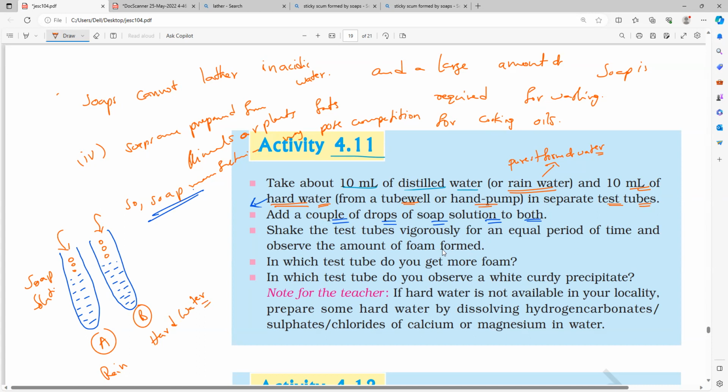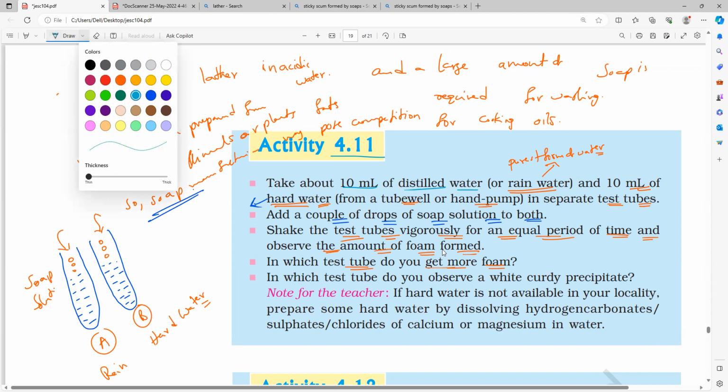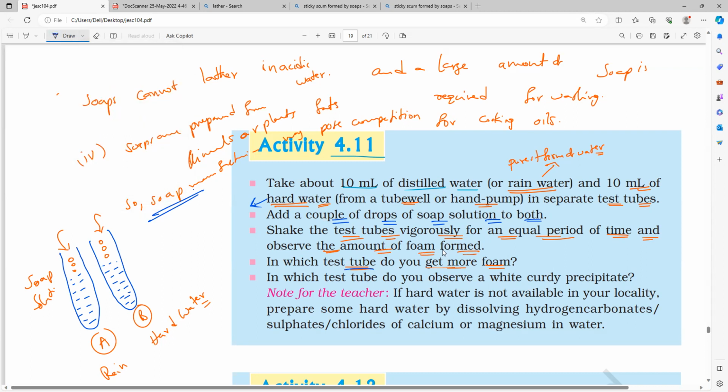Now, shake the test tubes vigorously for an equal period of time. 1 minute or 2 minutes is your choice. And observe the amount of foam formed. In which test tube do you get more foam? Make it quick, guys. Rainwater or hard water? Everybody? Rainwater.